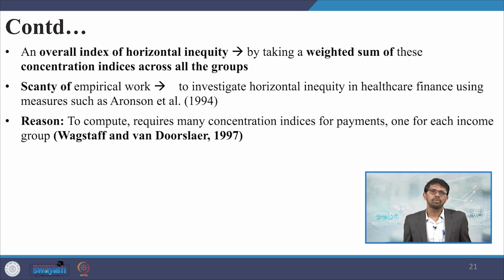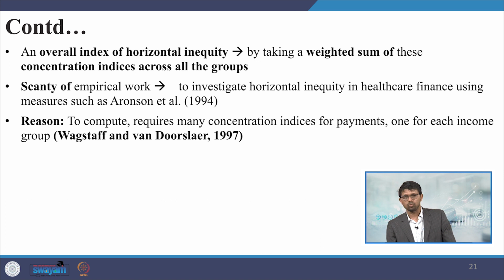An overall index of horizontal inequity can be obtained by taking a weighted sum of these concentration indices across all groups. However, little empirical work has been done to investigate horizontal inequity in healthcare financing, and this is because it requires many concentration indices for payments, one for each income group, as mentioned in the Wagstaff and van Doorslaer 1997 work. So, that is all.